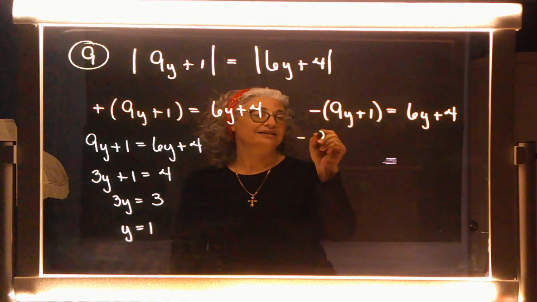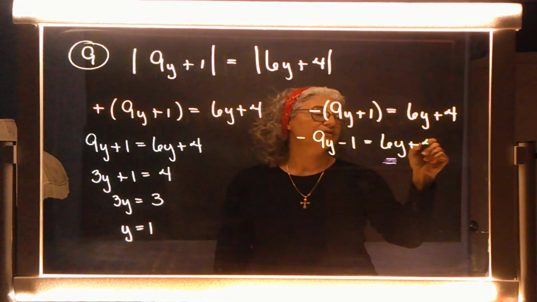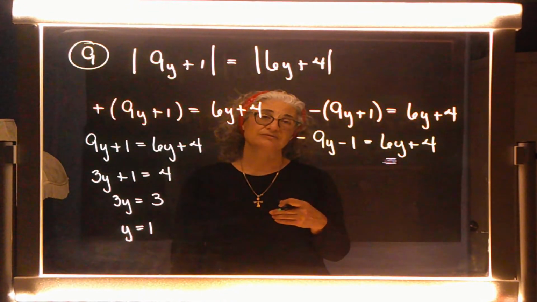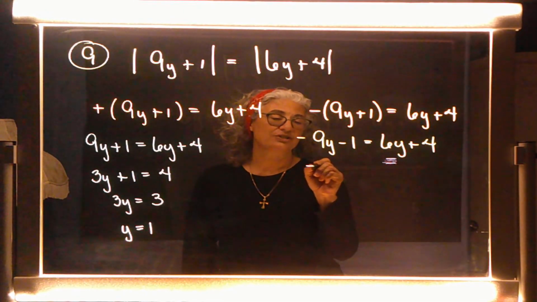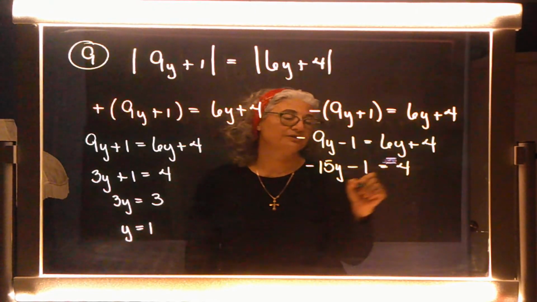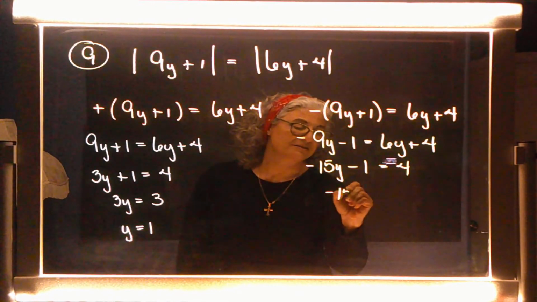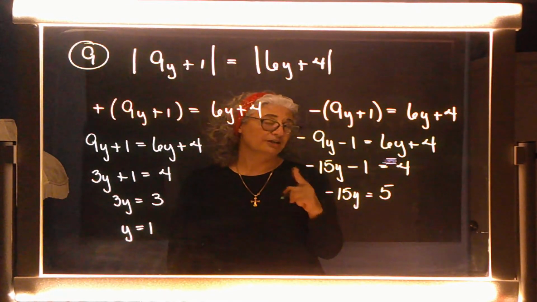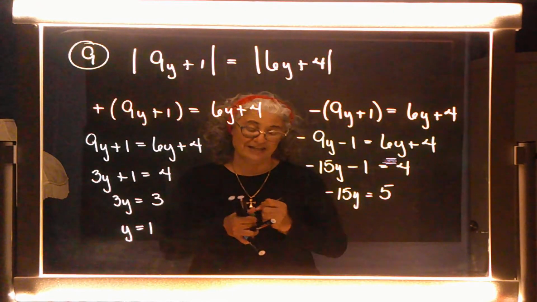And I'm going to get a negative 9y minus 1 equals that 6y plus 4. Then what? Put the y's on the same side, so good. You guys want to put them on the left, so I'm going to minus 6y, which in this case gives me a negative 15y, minus 1 equaling 4, correct? Then what? Good. Add the 1 to both sides, which is going to give you 5, right? Are we in agreement? And then, yeah, divide both sides by the negative 15.